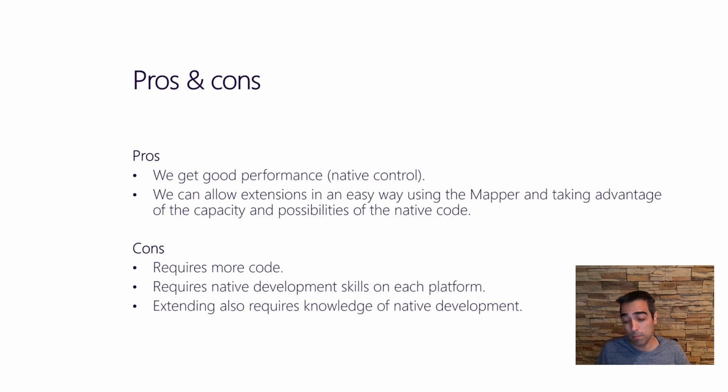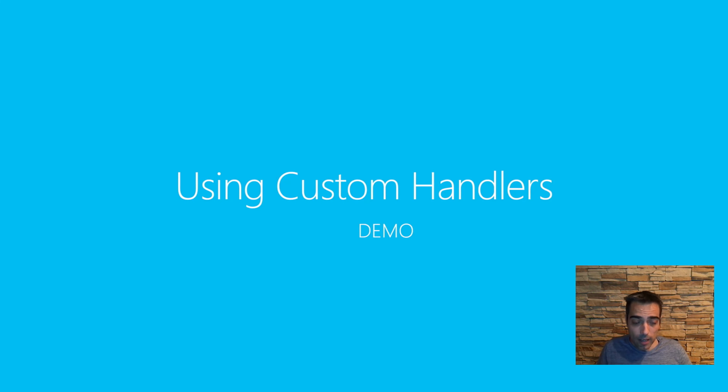The cons are pretty similar to the previous approach. It requires more code, another option that we are going to see today. It requires native development skills on each platform, because at the end we are mapping from the abstraction to native controls in each platform. You need to know how the native controls work in every case. And then extending also requires, of course, knowledge about native development on each platform. Let's take a look at how we can use custom handlers.